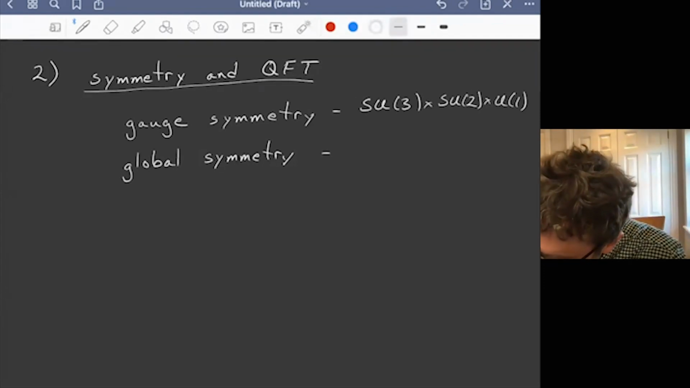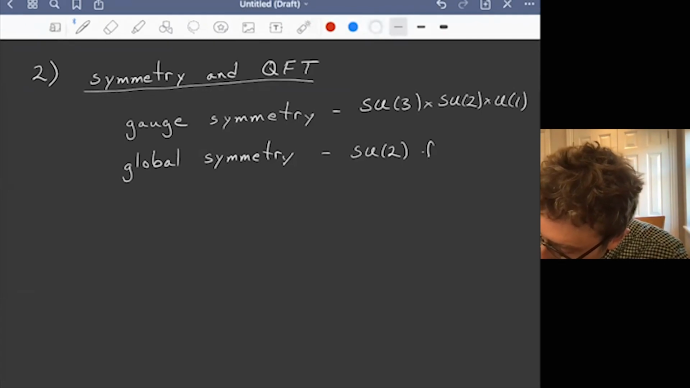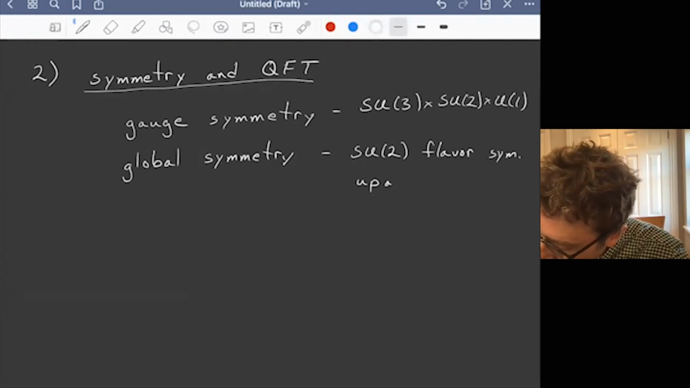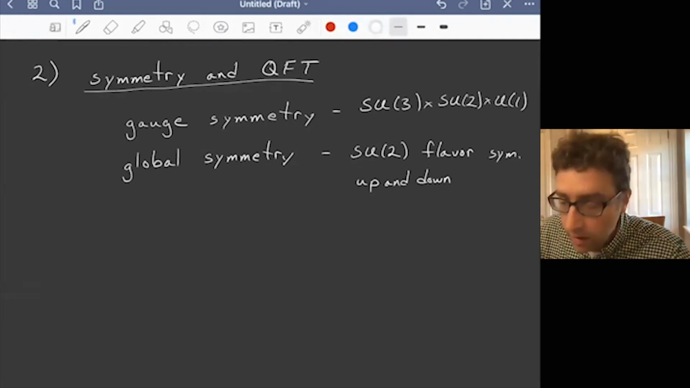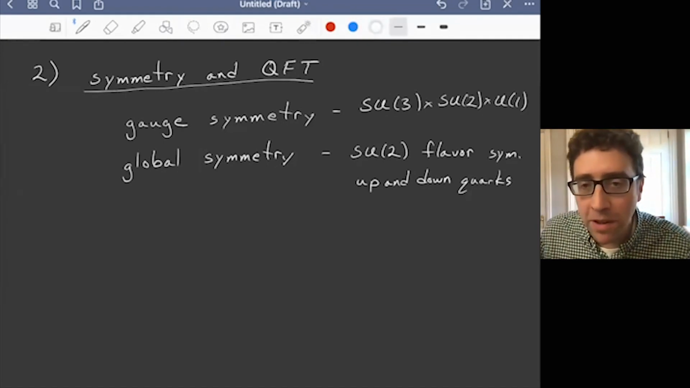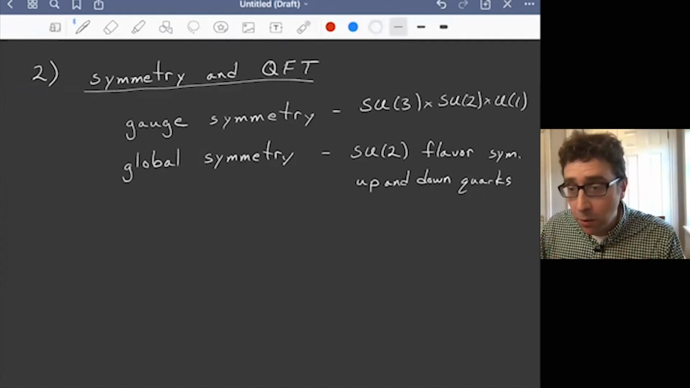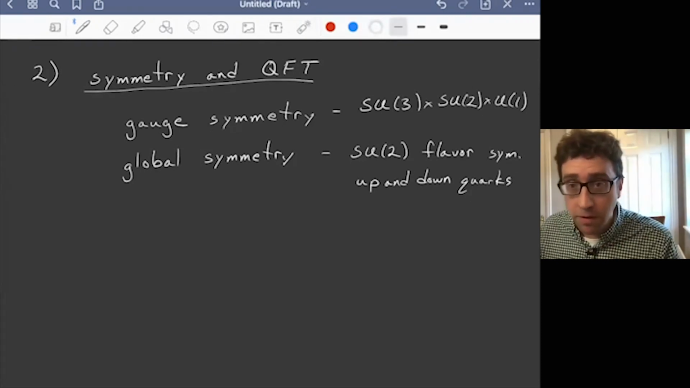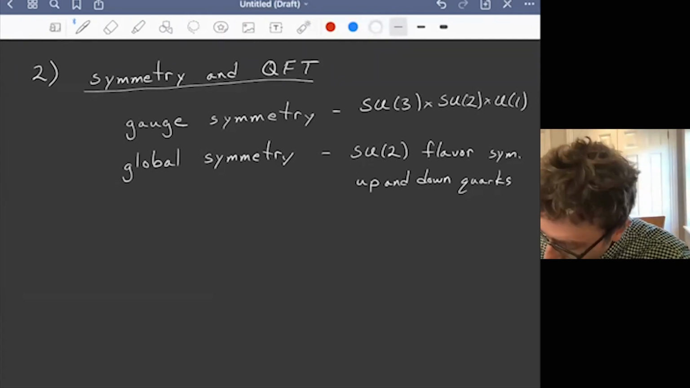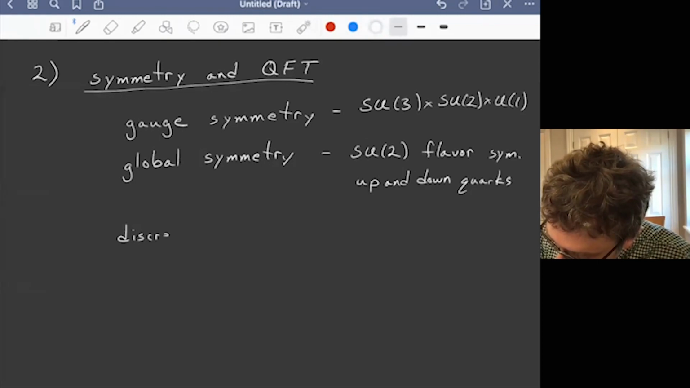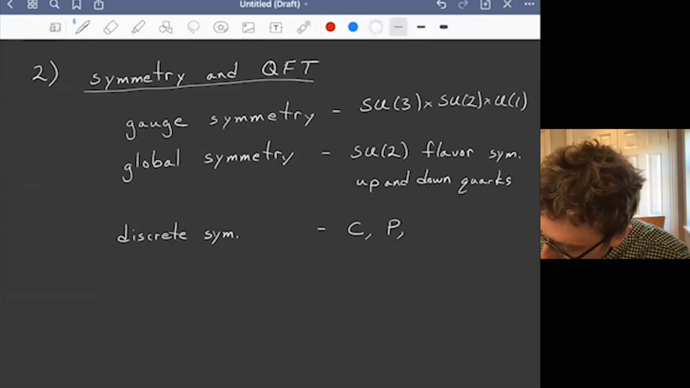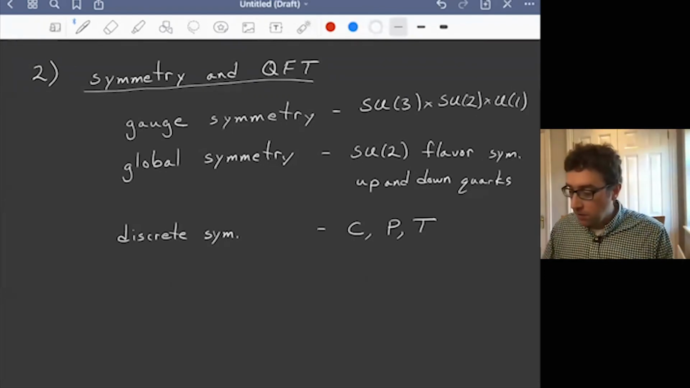We have global symmetries. Here's an example of a global symmetry. We have the SU(2) flavor symmetry of the up and down quarks. It's approximate because the up and down quarks actually have slightly different mass, so you can't quite rotate them into each other, but in the limit that you treat them as massless, it's quite a useful symmetry to get some appreciation for the physics of the strong force and how mesons come from bound states of quarks and so forth. What else is there? There are discrete symmetries. Examples of those are charge, parity, and time reversal. Those are important examples of discrete symmetry.